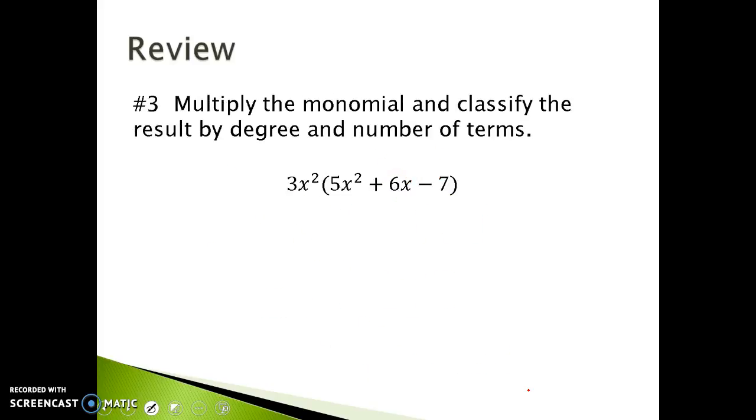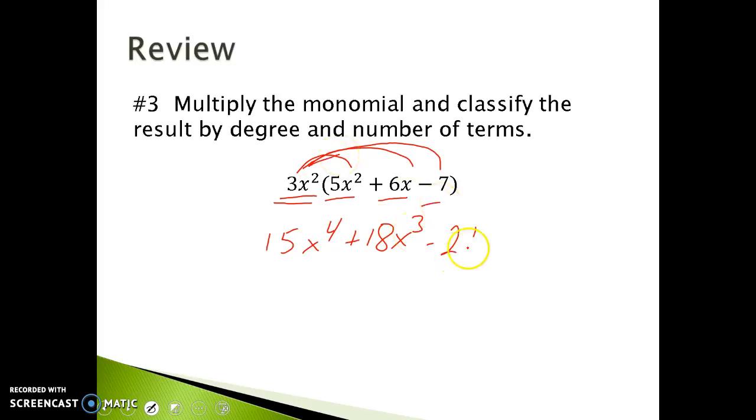Then we multiplied a polynomial times a monomial. And if you remember right, we used the distributive property to do that. I'm going to take 3x squared times 5x squared. Well, the 3 times 5 is 15. X squared times x squared is x to the 4th. Then when I take 3x squared times 6x, 3 times 6 is 18. And x squared times x is x to the 3rd. And then 3x squared times negative 7 is negative 21x squared.